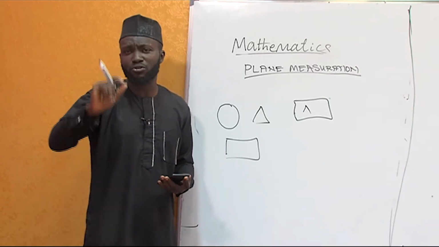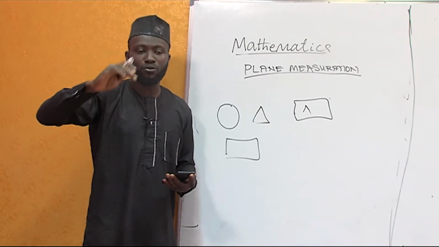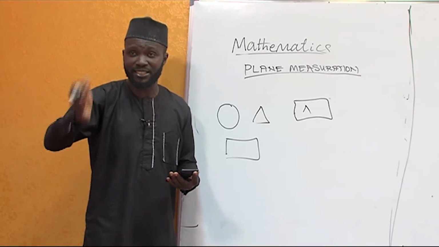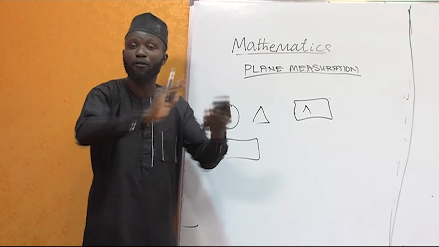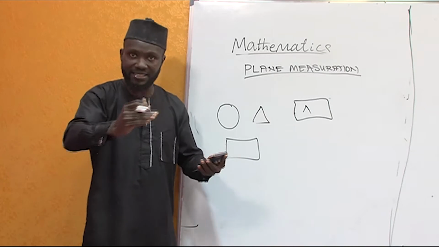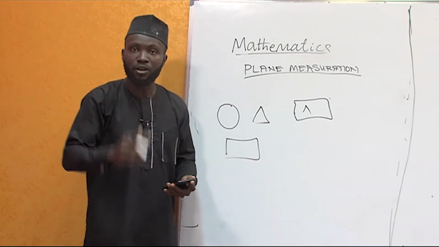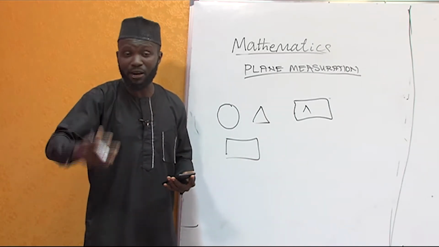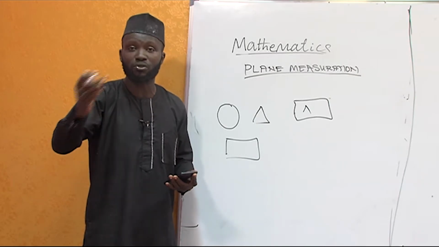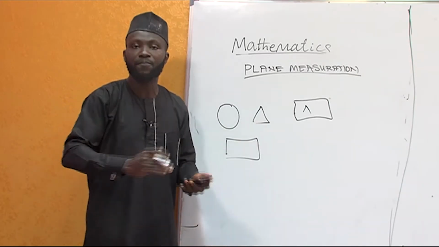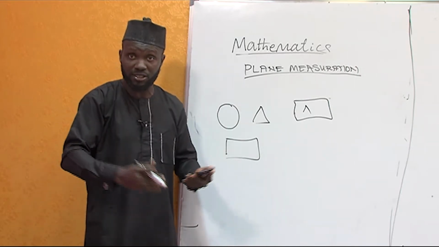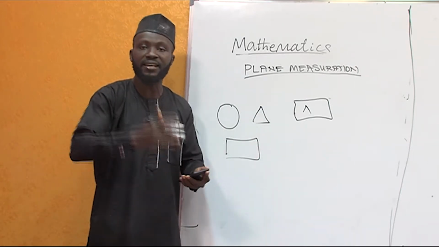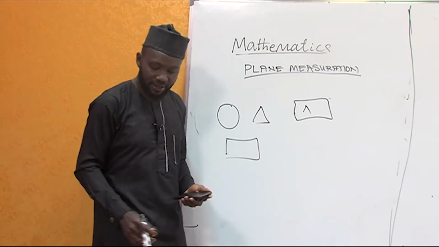And one thing I want you to take note of is, whenever you want to find the perimeter of any plane shape, it is always about the addition of all the lines that bind the shape together. So finding the perimeter of any particular plane shape is always a constant addition of all those lines that bind it, and the sum of all those lines is what we call the perimeter.